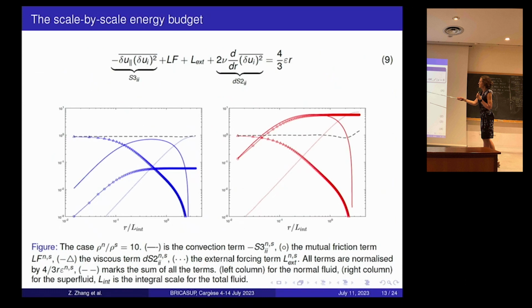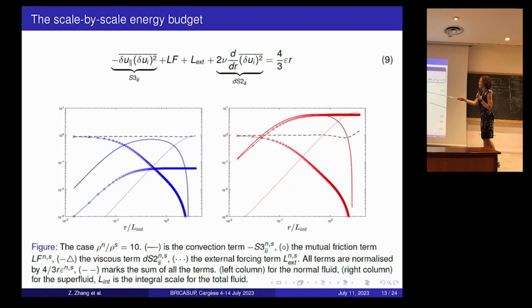I only show results for two cases. So the high temperatures, in which we have a lot of normal fluid, and the other case in which we have a lot of superfluid. So at left we have the results for the normal fluid, and at right for the superfluid in red. We normalize this with respect to 4/3 epsilon r. So when we have a plateau of 1, that signifies that the sum of all these terms equals 1. And what we see is that the viscous term will be present at small scales and will diminish at larger and larger scales.